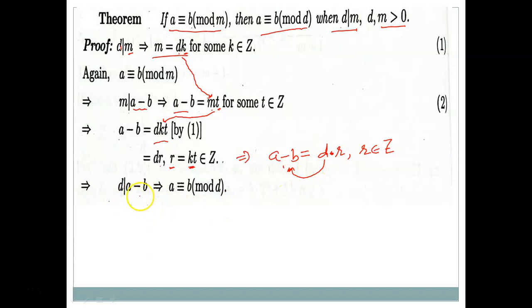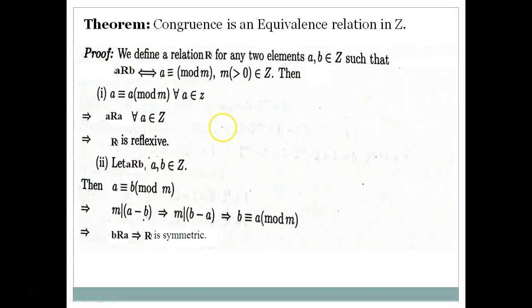So it is correct, d divides a minus b, and when you write like this, you can say a is congruent to b modulo d. That is the thing which you wanted to establish, that if a is congruent to b mod m, then a will be congruent to b mod d, where d divides m. So we have established this. Very simple property.